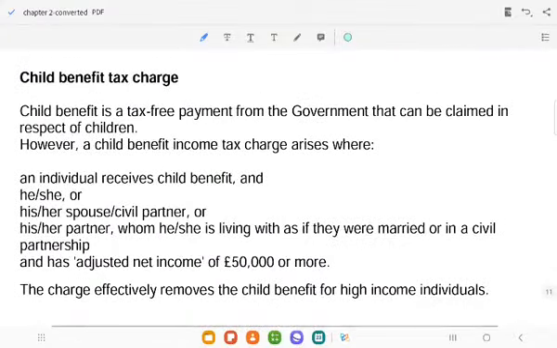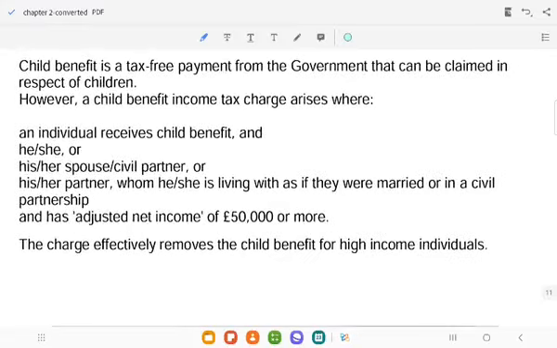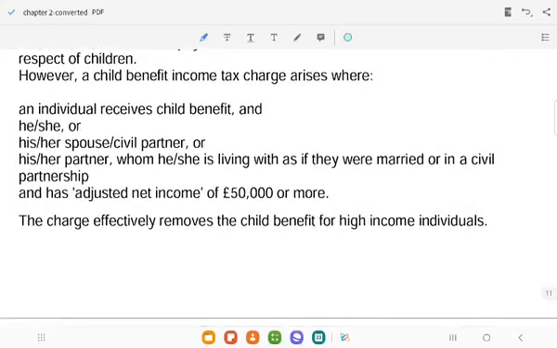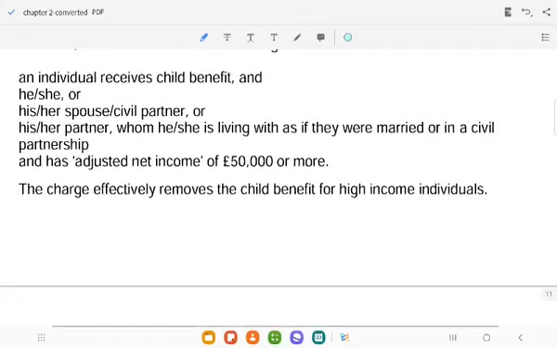Now it is about the child benefit tax charge. Child benefit is a tax-free payment from the government that can be claimed in respect of children. However, a child benefit income tax charge arises if an individual receives child benefit and he or she, or his or her spouse or partner with whom she is living as if they have married or are civil partners, has adjusted income of 50,000 or more.